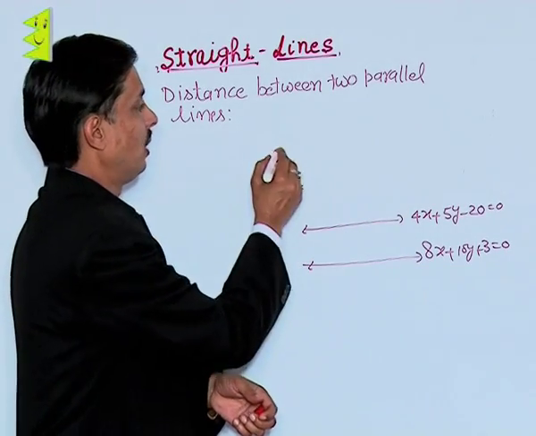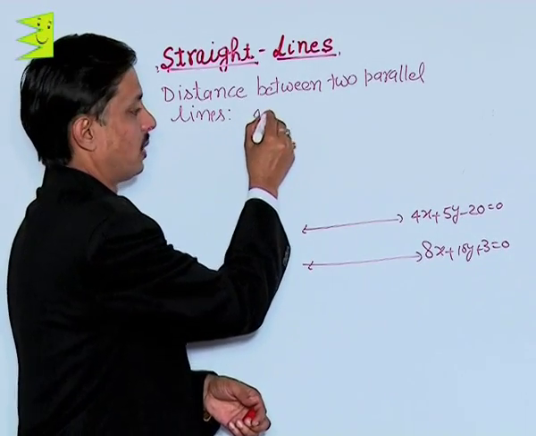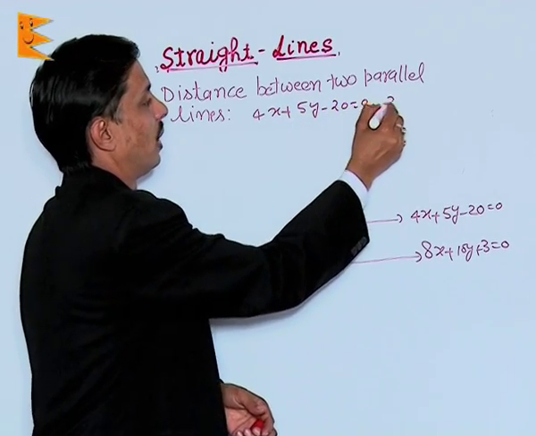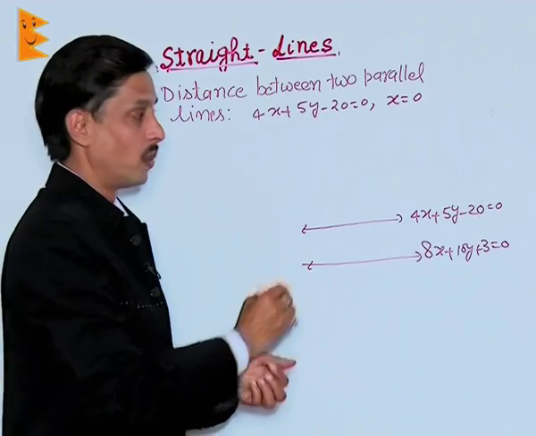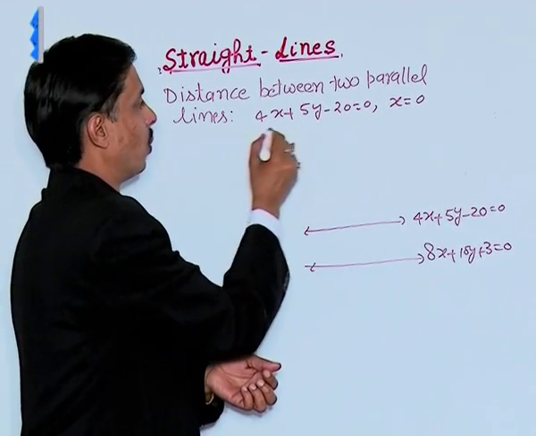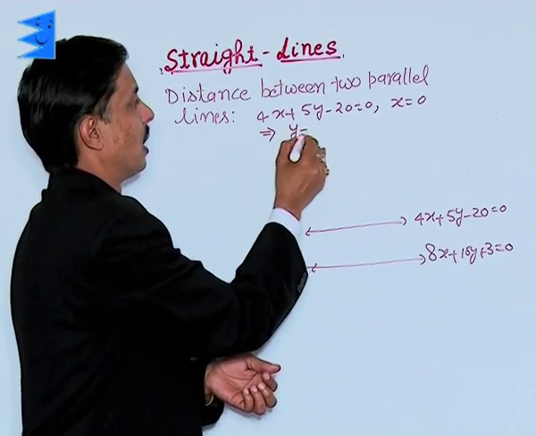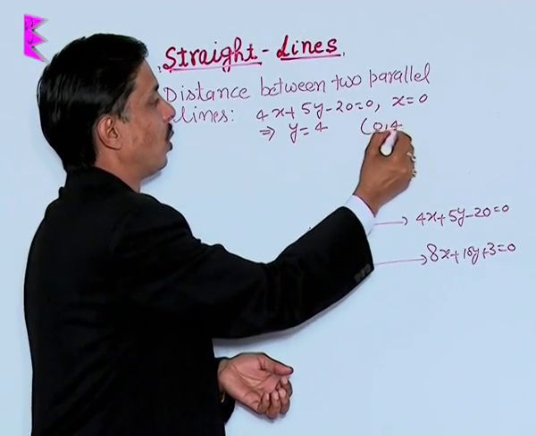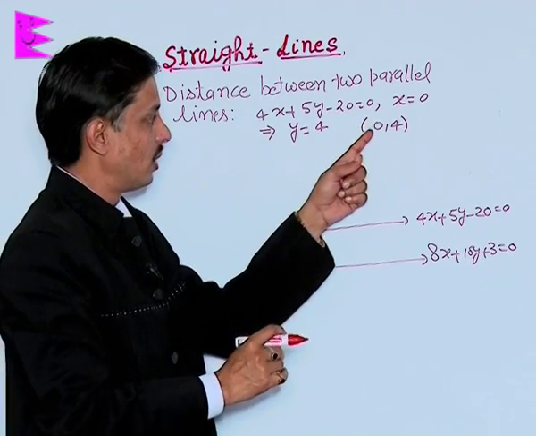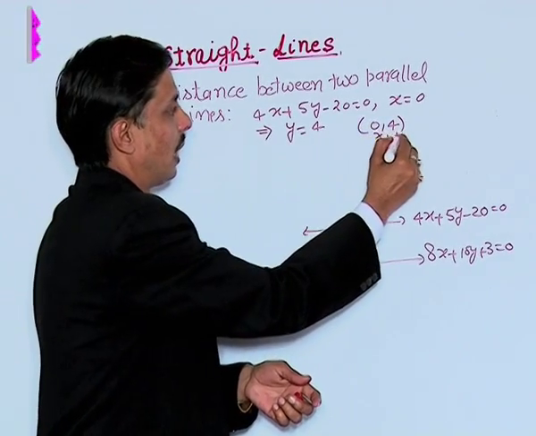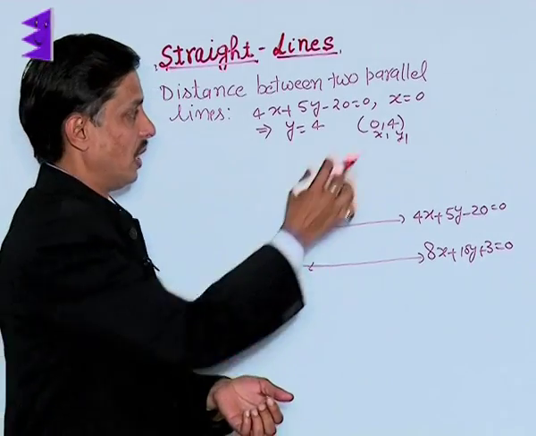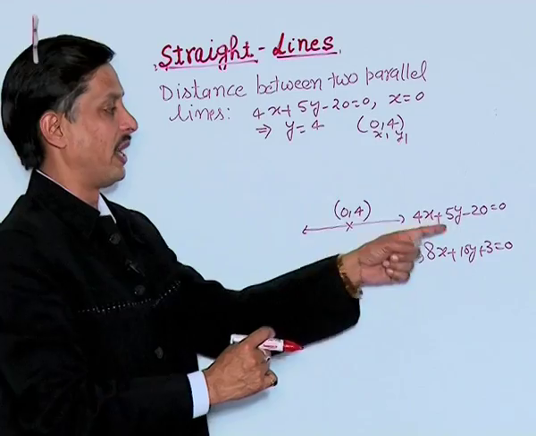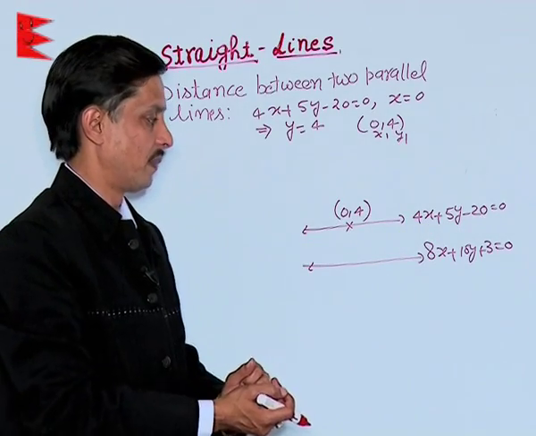Say for example, in the first equation, 4x plus 5y minus 20 is equal to 0, I am taking x as 0. If x is 0, what does this imply? The answer for y will be 4. So the coordinates become (0, 4). This becomes x1 and this becomes y1. That is, (0, 4) is a point which satisfies our first line.